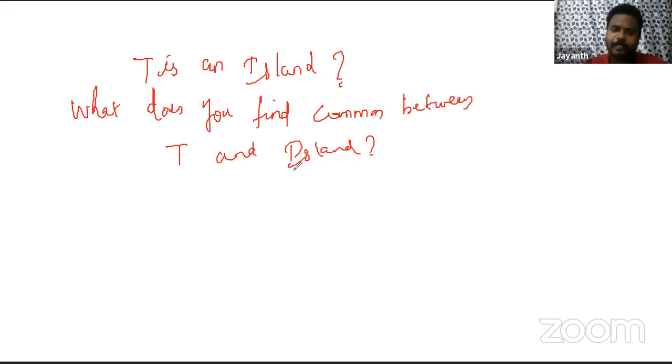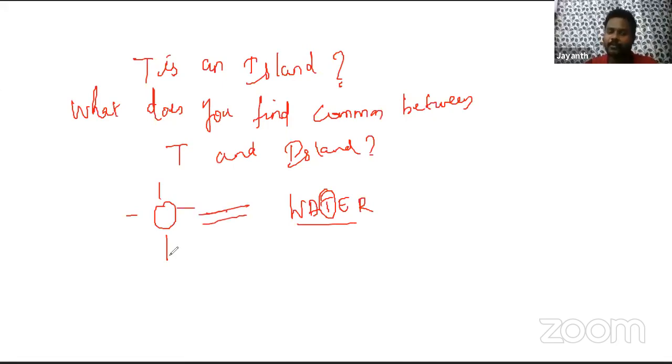See, listen here. What do you mean by island? Island means all four sides are surrounded by water, or an island is in the middle of the water, right? Likewise, the letter T is also in the middle of the water. So they both are in the middle of the water. LHS equals RHS. So we can call it what? T is an island. Yes.